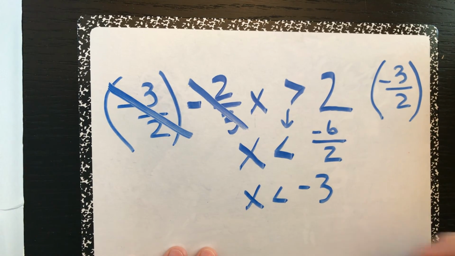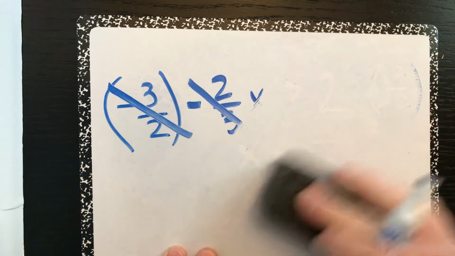So hopefully this video helps, and we can do more problems too when we get together. But yeah, the only change here, we're still doing the same rules that we did with equations, except when we multiply both sides of the inequality or divide both sides of the inequality by a negative number, you must flip the inequality.